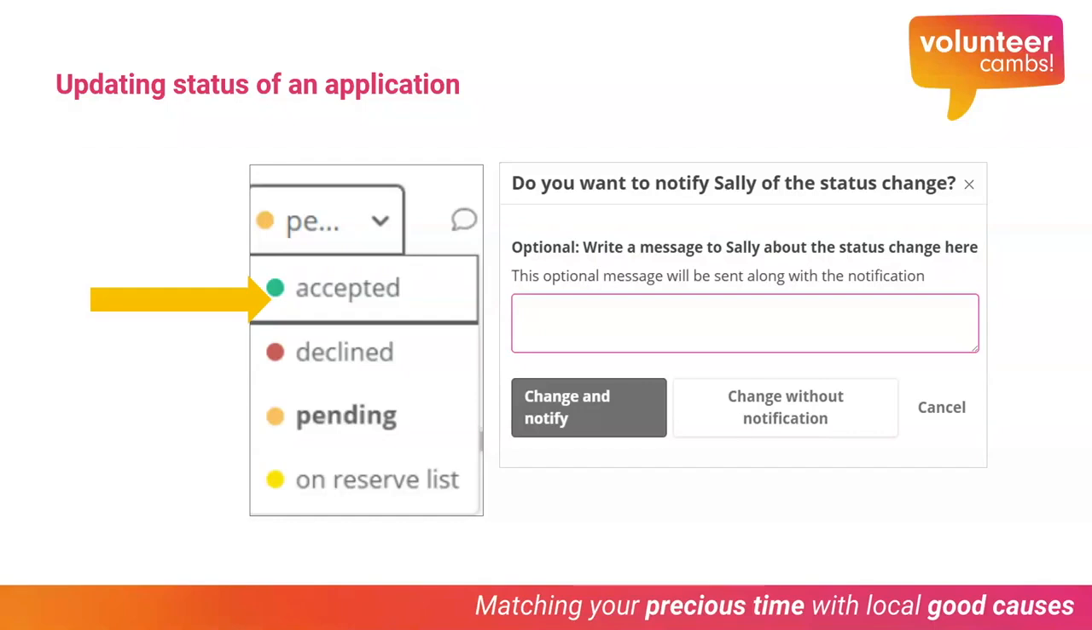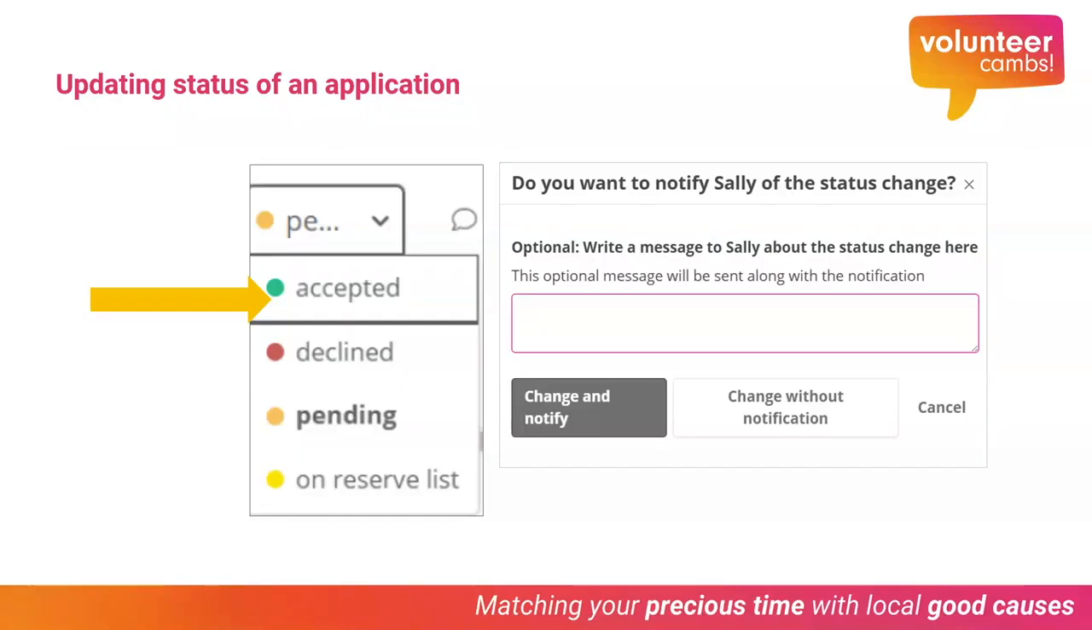And also worth a note that if you move someone to declined, it doesn't mean that you won't be able to go back into that record. If they do pop up in a few months' time and say, oh, I'm really sorry, things came up, you can go back in and change their status back to pending or move them over to accepted.